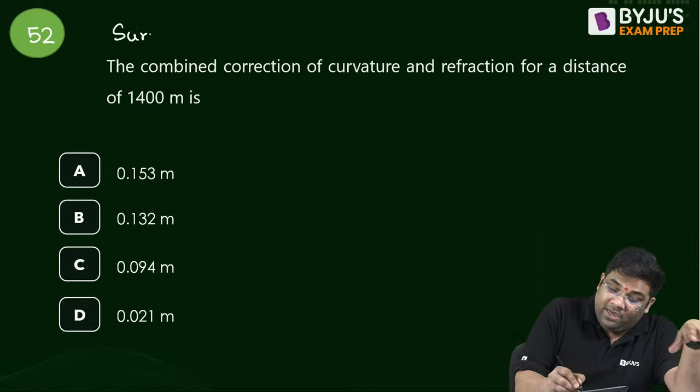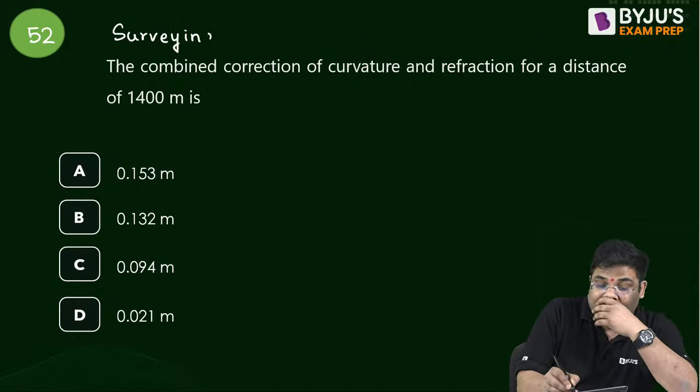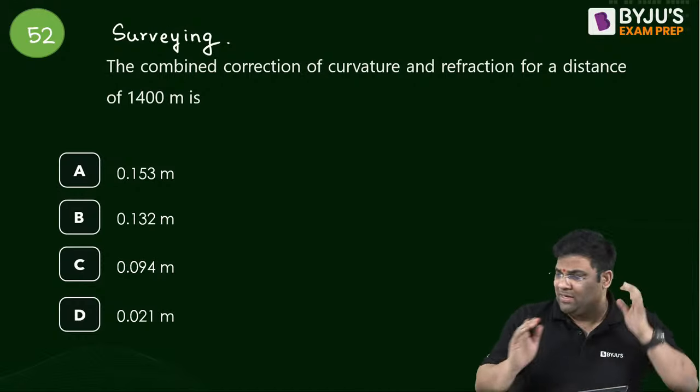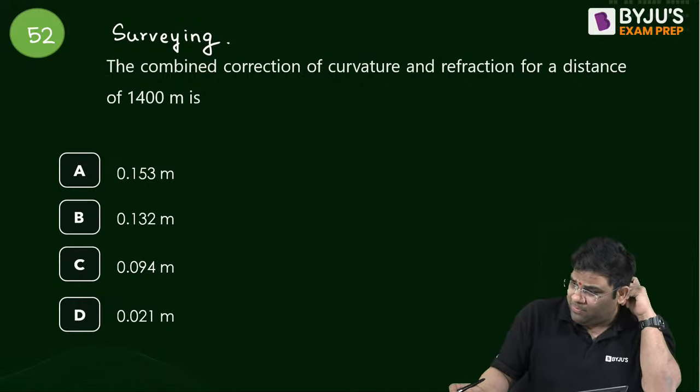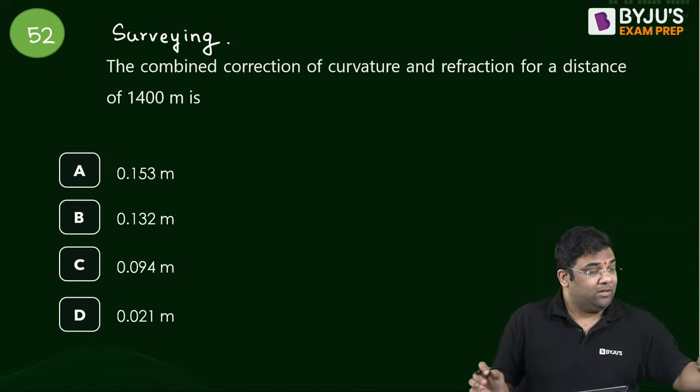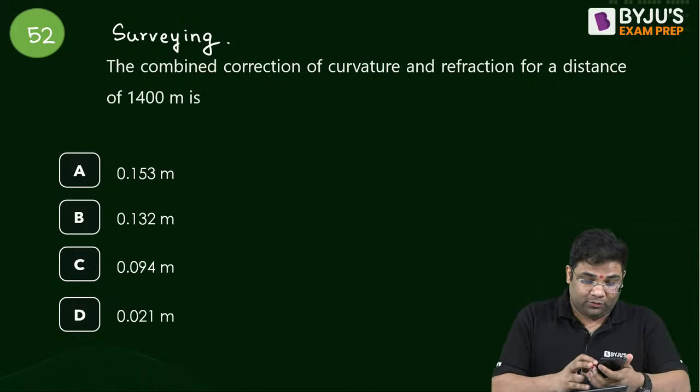Surveying, very straightforward question. Okay, please answer this question very fast. 52. We are going slow. We have become slow. Come on, fast. We have to complete before 12:30. 10, 11 minutes, 13 questions. Let us see.